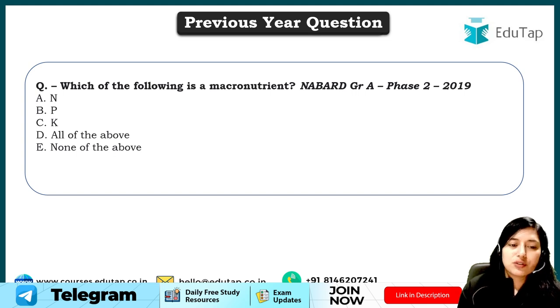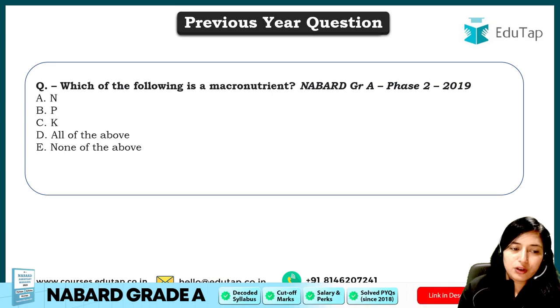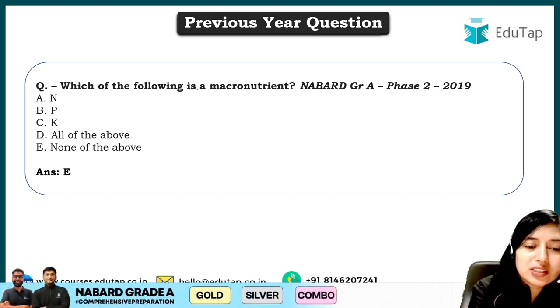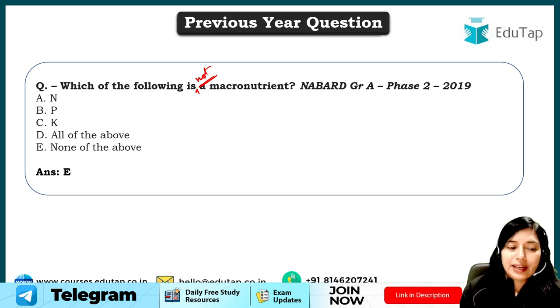Next question is, which of the following is not a macronutrient? ठीक है, not a macronutrient. This was the question. So we know nitrogen, phosphorus and potassium, these are macronutrients. So answer will be none of the above, right?